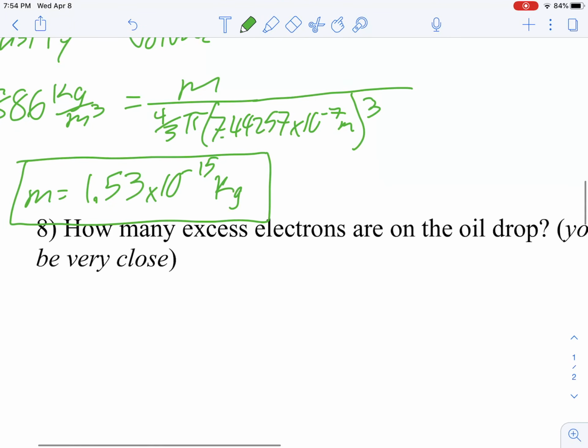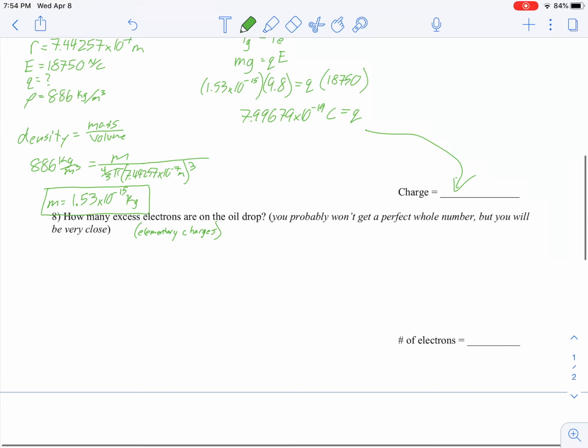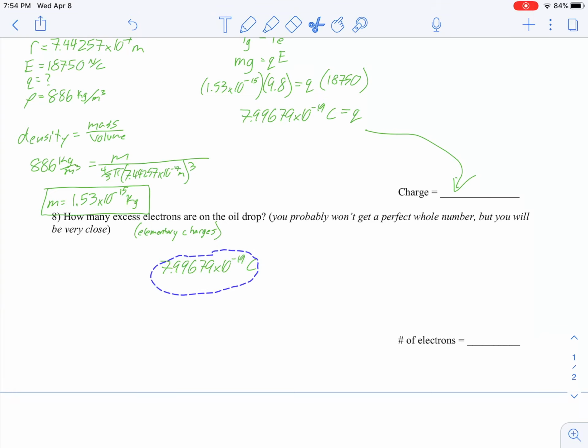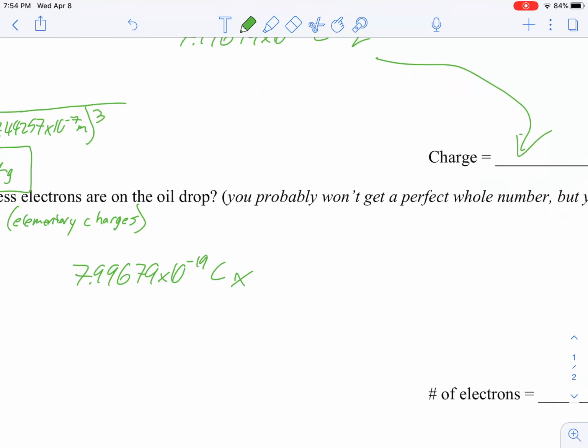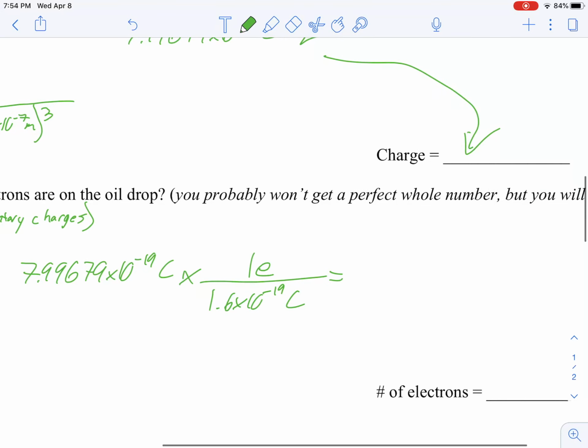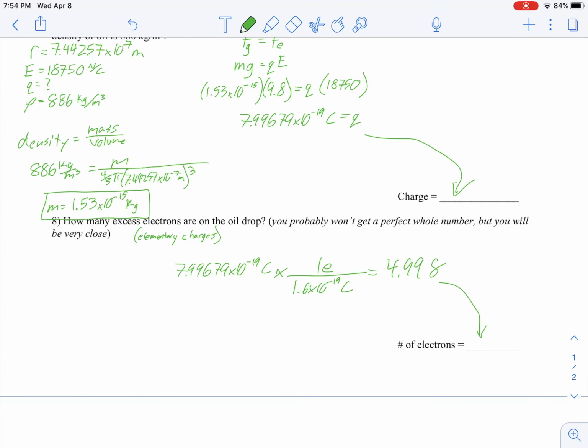So how many excess electrons are on the oil drop? You could also say how many excess elementary charges, they might say. That way it's not positive or negative, it's just elementary charges on the oil drop. So you take that charge from before, this number here, and you divide by the charge of an electron. Actually, we'll do it the right way. You multiply by one elementary charge per 1.6 times 10 to the negative 19 coulombs. Multiply it through, and you're going to get a number really close to 5, you're going to get 4.998. So that's how many electrons you have.